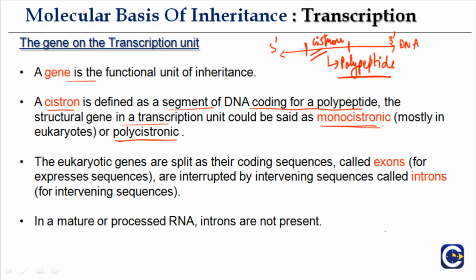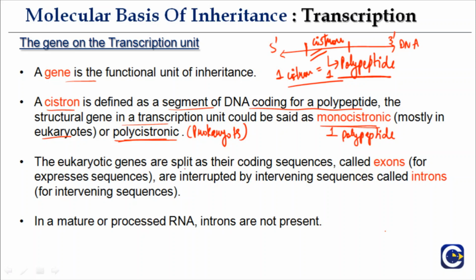What is monocistronic? Mono generally means one, so the sequence codes for only one polypeptide, which is generally the case in eukaryotes, because one gene or one cistron codes for only one polypeptide. However, it can also be polycistronic, which is generally the case in prokaryotes. In prokaryotes, one cistron can code for multiple polypeptides, but in eukaryotes, one cistron will code for only one polypeptide. This is important: monocistronic and polycistronic.